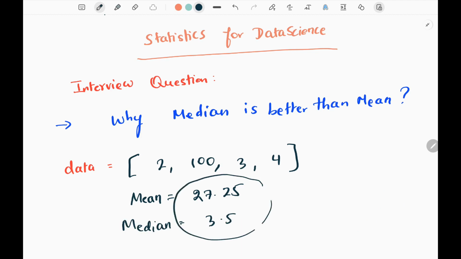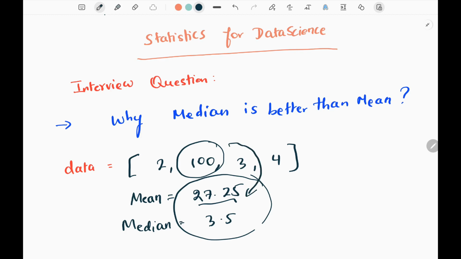Can you see the difference here between mean and median? The mean is very large compared to the median, right? The reason why the mean is very large is that we have a larger value in the data, that is 100, and this 100 can be an outlier. Basically an outlier is a point which has been entered due to a mistake, right? So this 100 is impacting the mean. That is the reason the mean is very high.